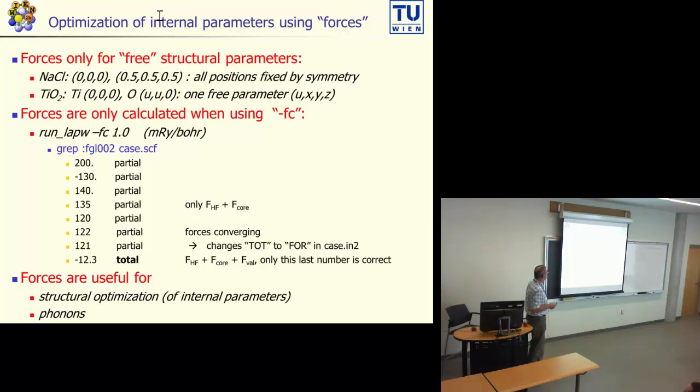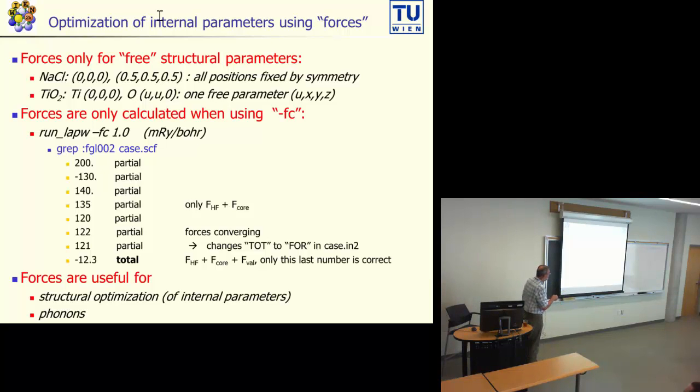So once I already explained that if you do a structure with all positions fixed by symmetry, you cannot do this force convergence because there is no free parameter. However, if you have a compound where you have at least one free parameter, here it's called U. U is a certain value, 0.312 or something like this. This U can change without changing the symmetry of the system. And therefore, you can optimize or calculate the force on this oxygen atom.